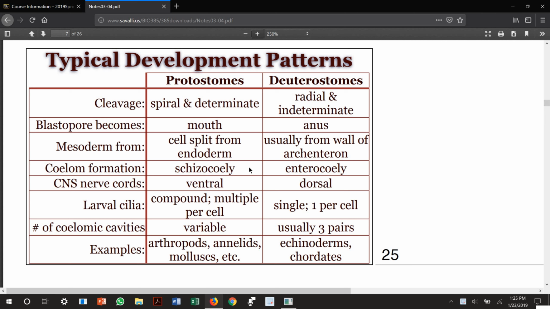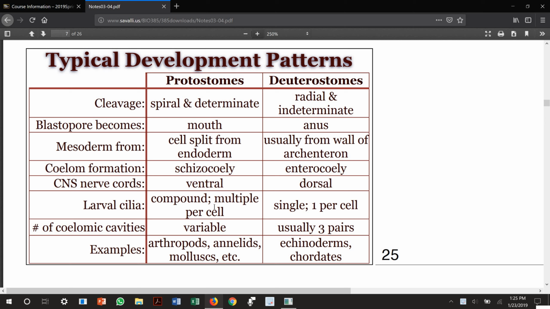A few other things that occur later in life: most protostomes, the central nervous system, the main nerve cords of the central nervous system that send signals from the brain to the body, tend to be in the ventral portion of the body. They tend to be on the belly. The larvae, if they have cilia, tend to have compound cilia. That is, the cilia are derived from multiple individual cilia, and there are multiple cilia per cell.